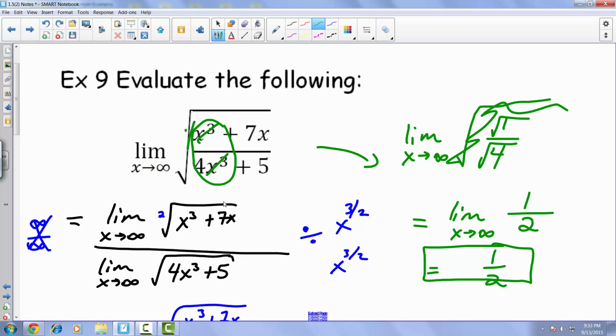But again, that is example 9 from our 1.5 number 2 set of notes.